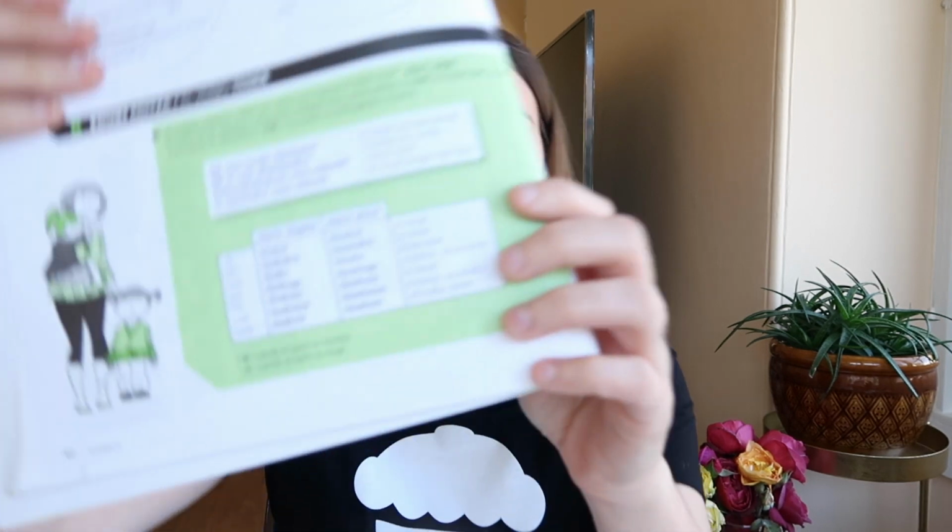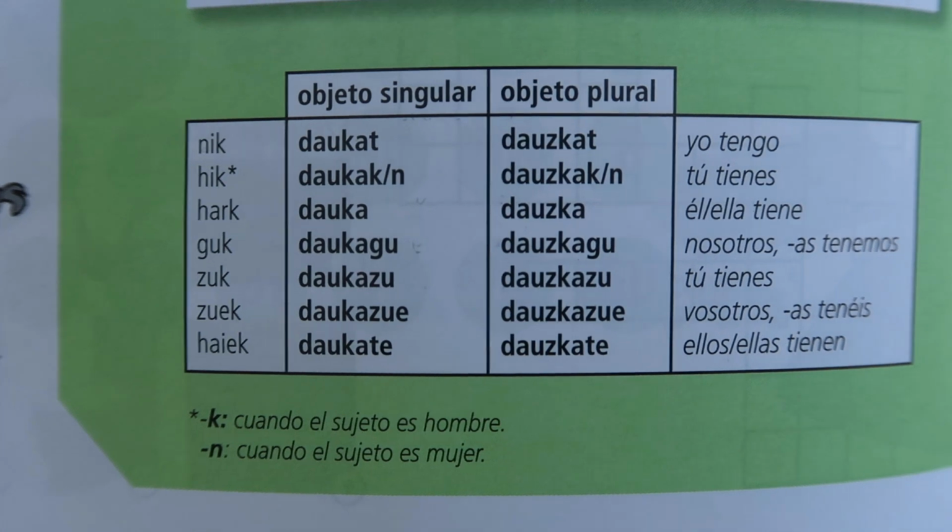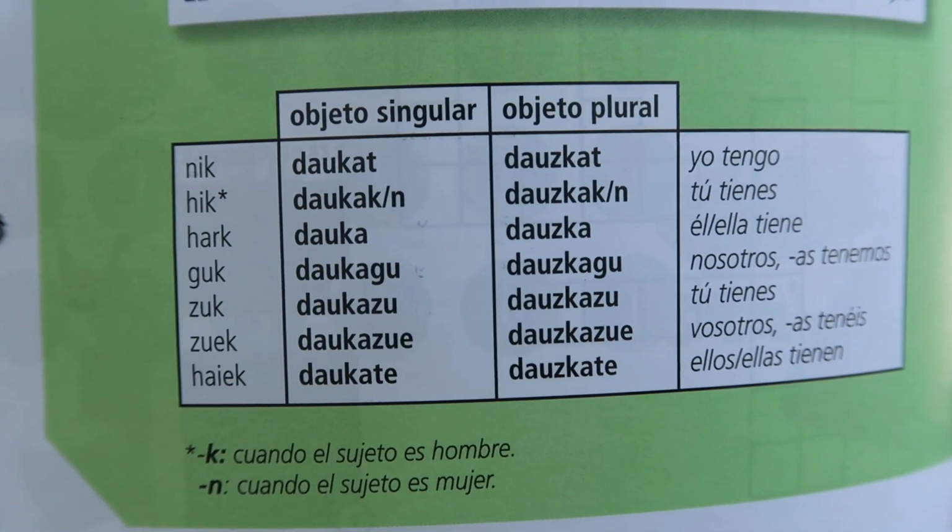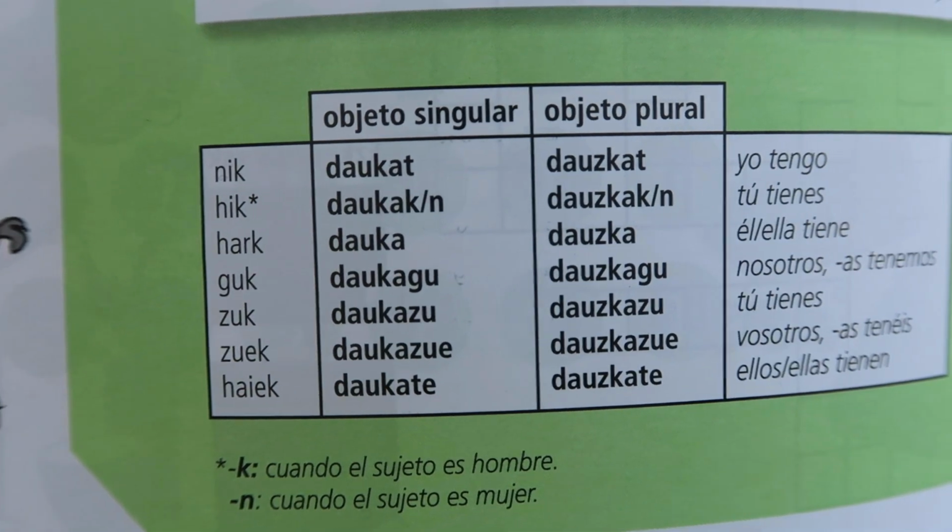So we have a new verb chart. Can you see that? Okay, so these are all the new words I need to memorize to learn eduki. I'm sure this is probably just the tip of the iceberg since this is a beginner's class, but so far that seems like a lot of words and a lot of letters. But at least it works like ukan, similar in that there's different words depending on if the object you have is singular or plural. So nik daukat for a singular object or dauzkat. Okay, so it's pretty much very similar.